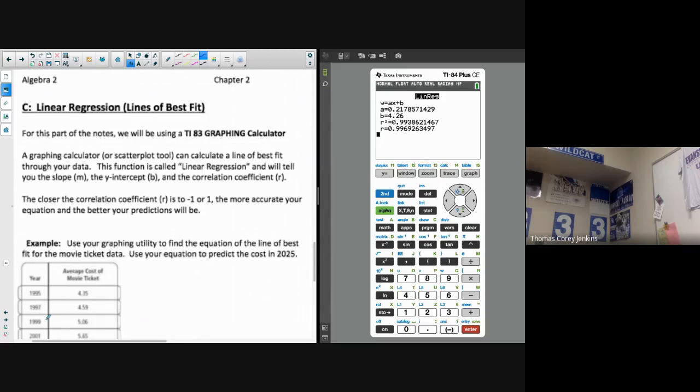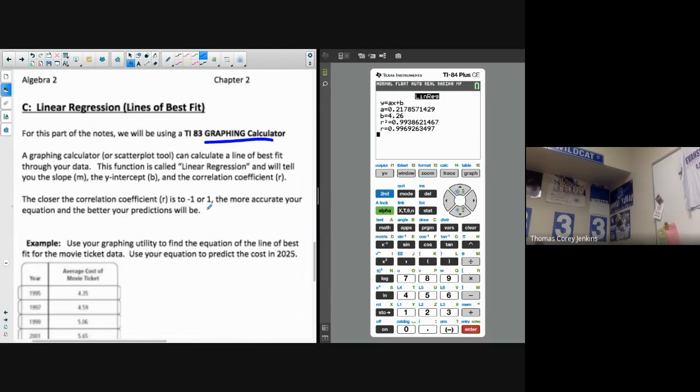Okay, so here's where we're going to get to using our calculator. That says TI-83. Most of you who bought one would have a TI-84. Okay, so same kind of deal. A graphing calculator or scatter plot tool can calculate a line of best fit through your data. This function is called linear regression and will tell you the slope, the y-intercept, and the correlation coefficient. So about R, it says the closer R is to -1 or 1, that basically tells you how strong your correlation is. We'll get more into that tomorrow, but I do want you to start by doing this.